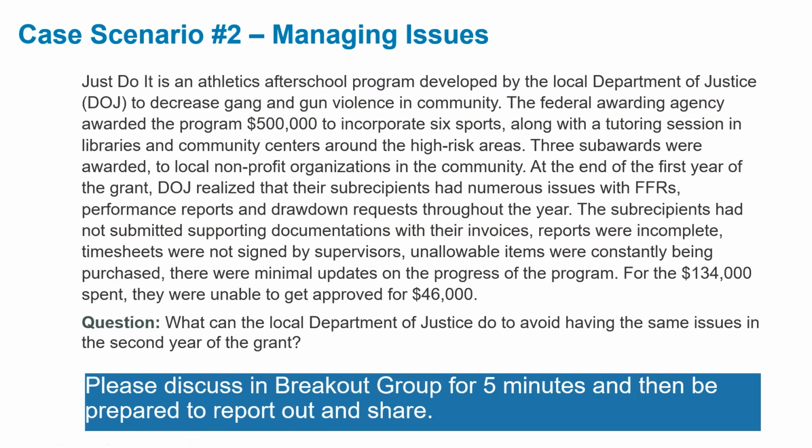At the end of the first year of the grant, DOJ realized that their subrecipients had numerous issues with FFRs, performance reports, and drawdown requests throughout the year. The subrecipients had not submitted supporting documentation with their invoices, reports were incomplete, timesheets were not signed by supervisors, unallowable items were constantly being purchased, and there were minimal updates on the progress of the program. For the $134,000 spent, they were unable to get approved for $46,000. Now the question, and then we'll break out into our groups: what can the local Department of Justice do to avoid having the same issues in the second year of the grant?